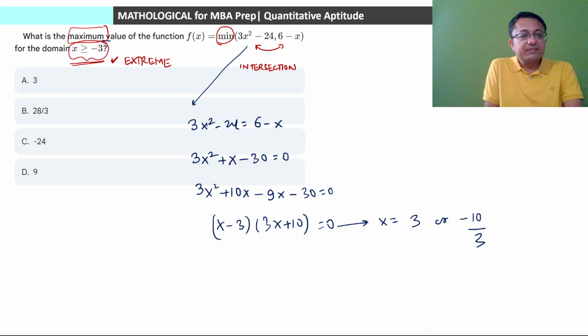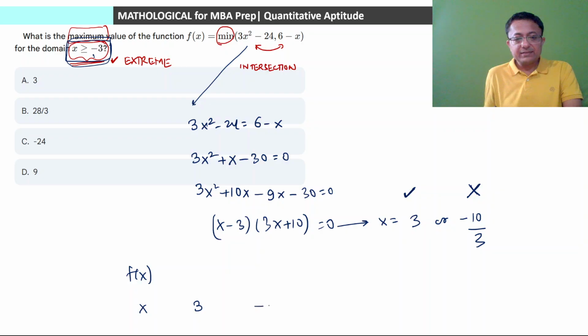But as defined, our function is defined only for x greater than or equal to minus 3. So x will not be taking value minus 10 by 3. That intersection point will not be existing for our given domain. So only concern will be x equal to 3. So this is one point of concern. The second point of concern will be the extreme point, that is x equal to minus 3. So we have to check the value of fx at two values. One is value of x, which is equal to 3, and the second is value of x at the extreme, and that is equal to minus 3.